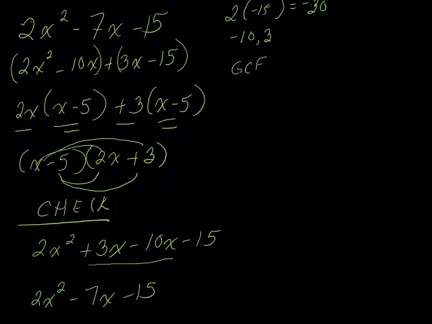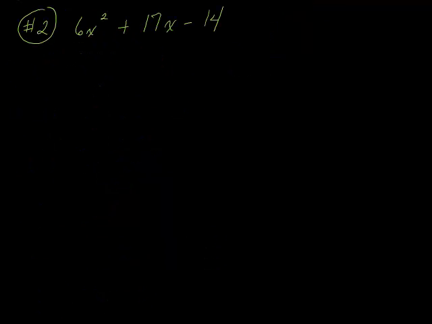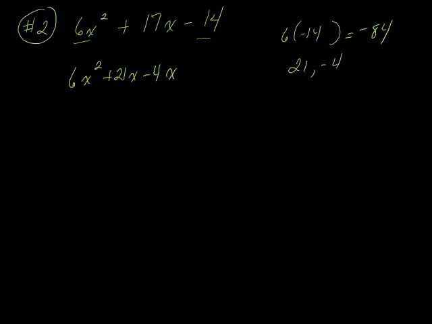Now let's look at one more. Now in this example, we have 6x squared plus 17x minus 14. Again, we're going to take the a and the c. When we multiply, we get negative 84. And then we need to find the two terms that multiply together to give negative 84 and have a sum of 17. Well, that's going to be 21 and negative 4. So I'm going to rewrite this, 6x squared plus 21x. And then again, if you're not sure of the terms, just write a table out until you get it.